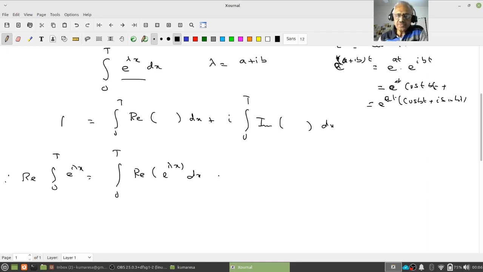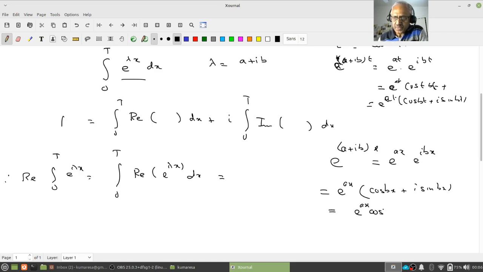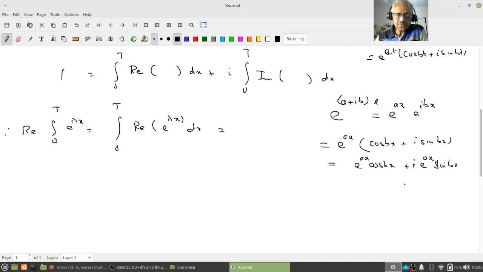But as we saw, what is e power lambda x? Let me just quickly go through it again. This is going to be e power ax into e power I bx, which is e power ax into cos bx plus I sine bx. Therefore the real part is going to be e power ax cos bx. This is the real part. The imaginary part is e power ax times sine bx. Do you follow that? Good. So I have to compute what this is.